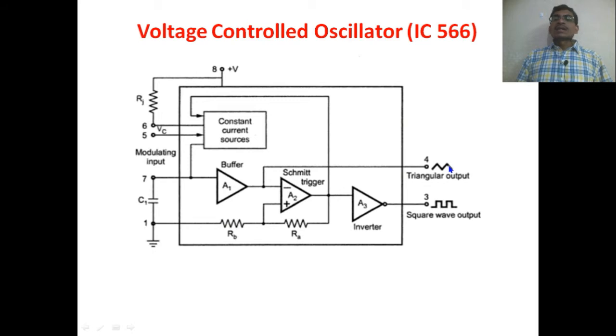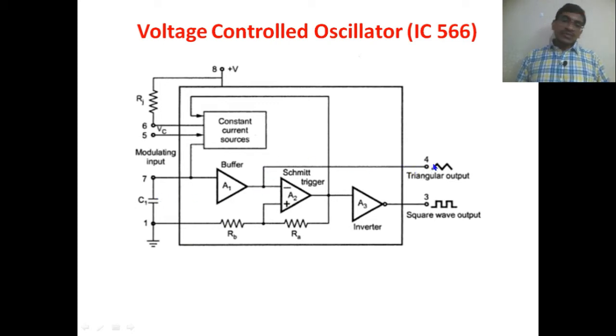Why is it a triangular output voltage? Here the capacitor is charging through a constant current source, so the voltage across the capacitor is a ramp signal. The positive going ramp and the negative going ramp together form the triangular wave. When charging we get a positive going ramp, and when the capacitor is discharging we get the negative going ramp. Like that we get a triangular wave across the capacitor C.